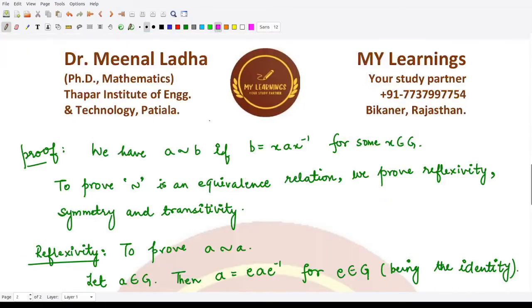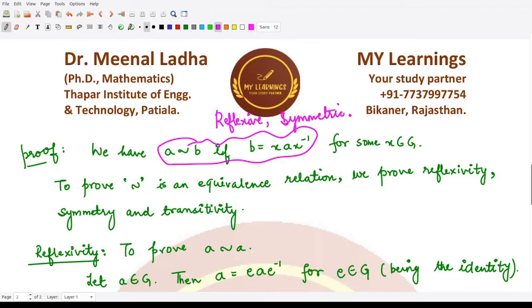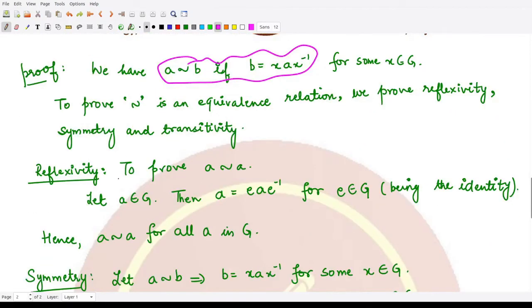In order to prove that this is an equivalence relation, we need to prove that the relation is reflexive, next that it is symmetric, and next that it is transitive. So we go step by step. First of all, we prove reflexivity. Reflexivity means we have to prove that the element is related to itself, so we need to prove that A is related to A.